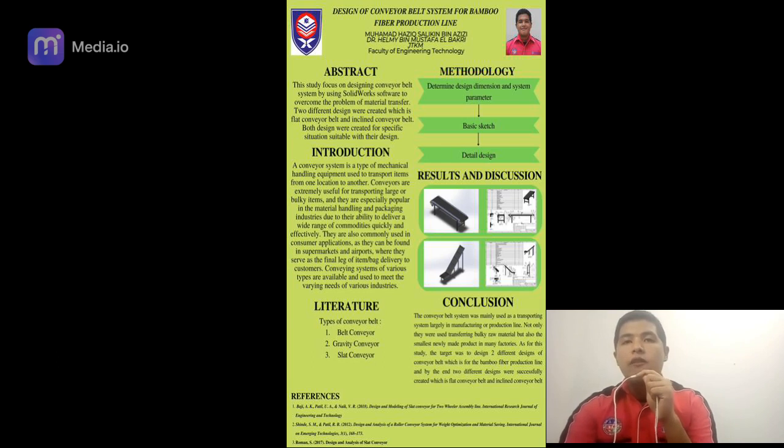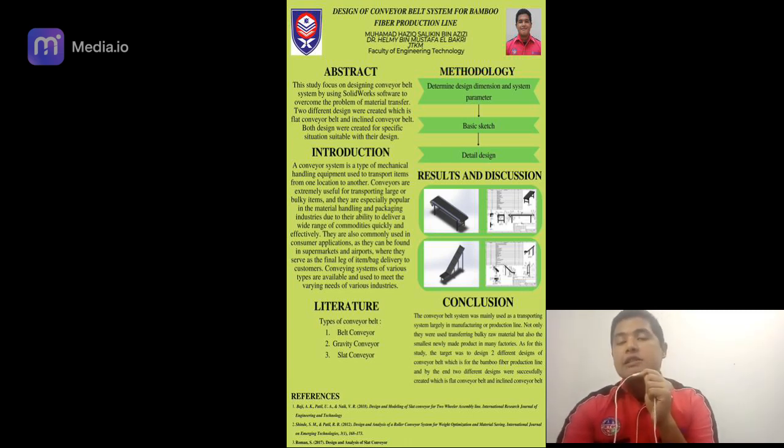Conveying systems of various types are available nowadays and used to meet the varying needs of various industries. So, in this project, there are two main problem statements. The first is to overcome material handling problems. And the second problem statement is to reduce the number of workers in the workplace.